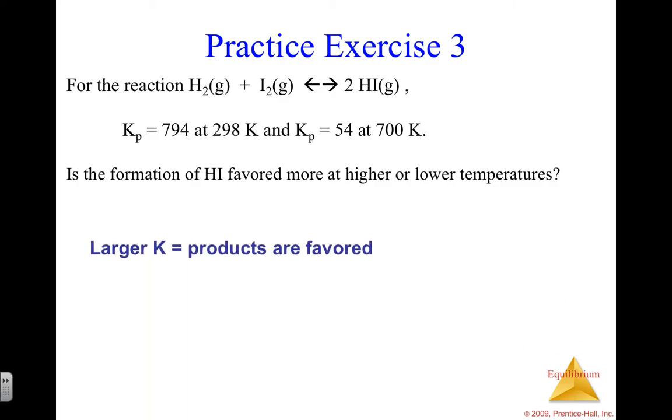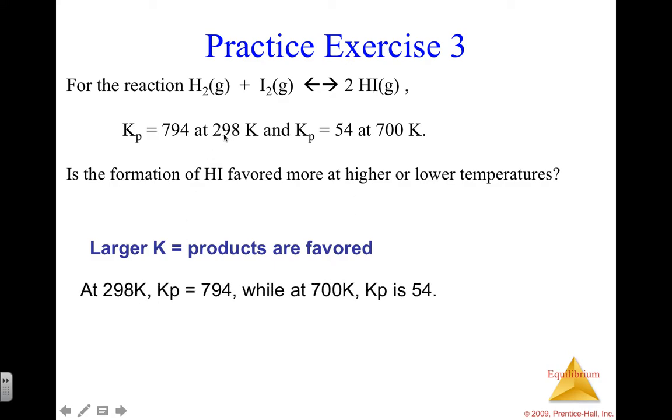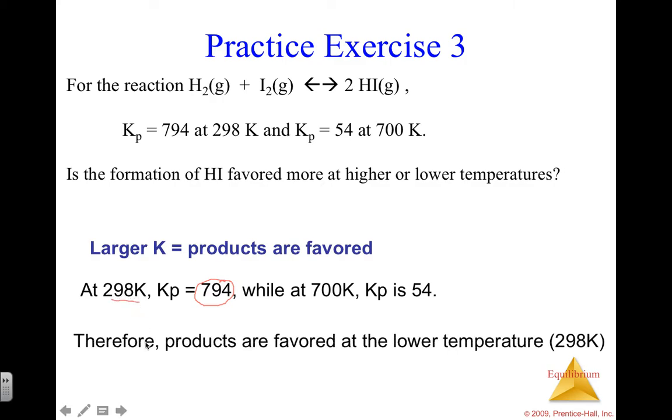So remember, larger K equals products are favored, and HI is indeed a product in this reaction. At 298 K, so at our lower temperature, Kp equals 794, while at 700 K, so a higher temperature, Kp is smaller. So again, we said the larger K, products are favored, and this is indeed our larger K. So what temperature is that? It corresponds to our lower temperature. So therefore, products are favored at the lower temperature, which is indeed 298 K. Okay, moving on.